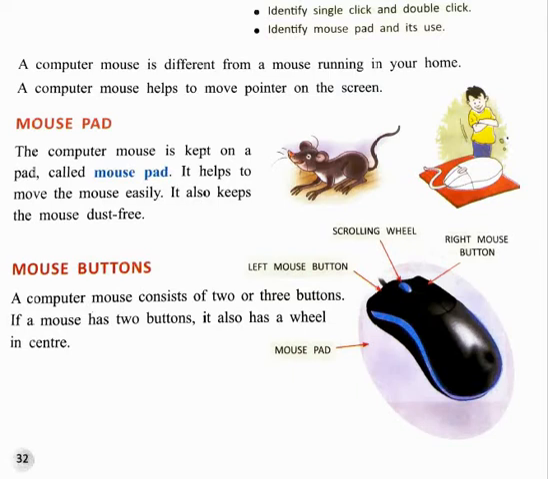Mouse button. This one is your mouse. There are 2 buttons and 1 scrolling wheel. This one is your mouse pad. A computer mouse consists of 2 or 3 buttons. If a mouse has 2 buttons, it also has a wheel in the center.